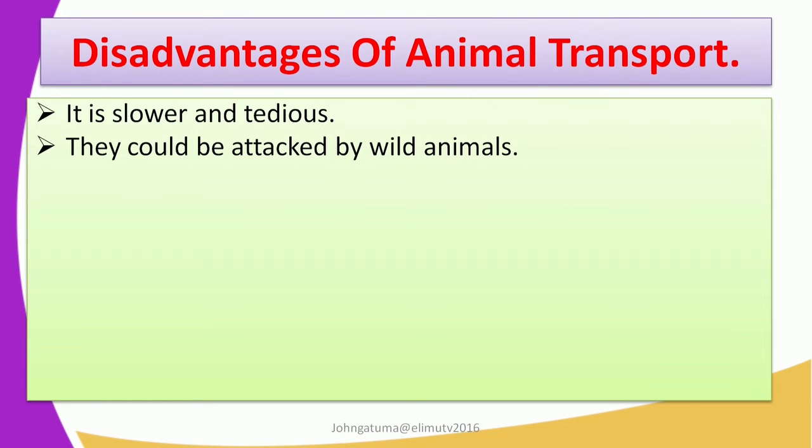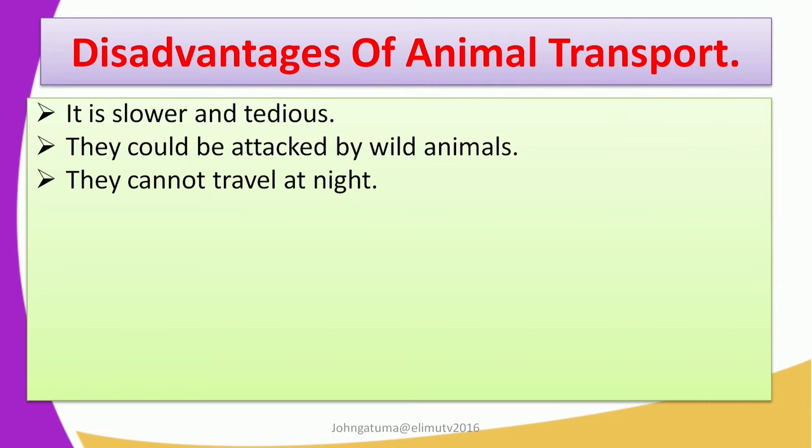Two, they could be attacked by wild animals. Remember, some of these animals, the pack animals, are prey to other wild animals. For a good example, when a lion sees the donkey, or a llama, or reindeer, which is a good example of deer, they will be attacked.